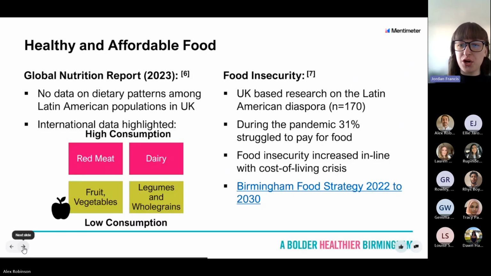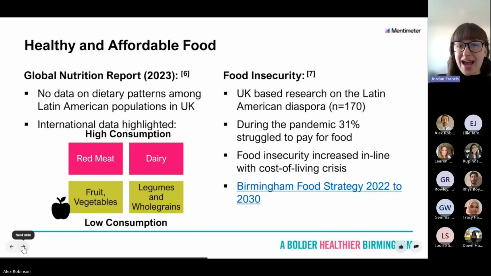Now, there is some information on food insecurity in the UK through a small UK-based study with 170 Latin American community groups that throughout the pandemic talked about how almost a third struggled to pay for their food. And typically, we see with most population groups an increase in food insecurity in line with the cost of living crisis. And I've also linked the food strategy for Birmingham for 2022 to 2030, which talks in a little more detail about food insecurity and specific interventions for population groups.